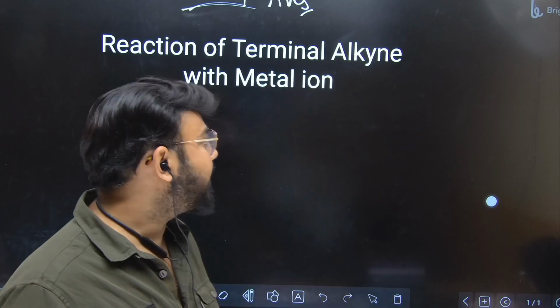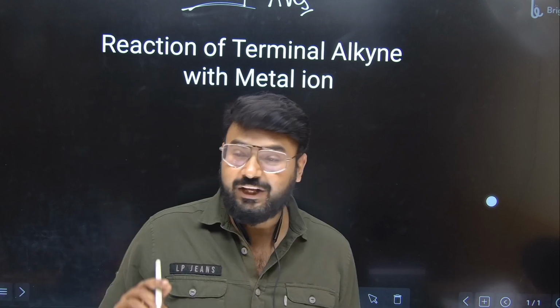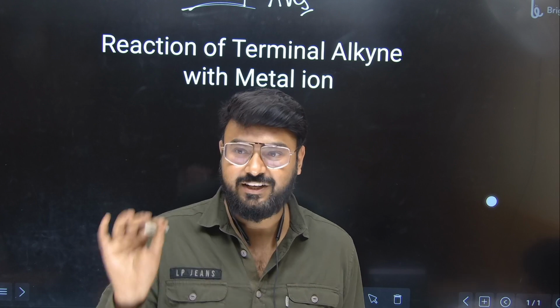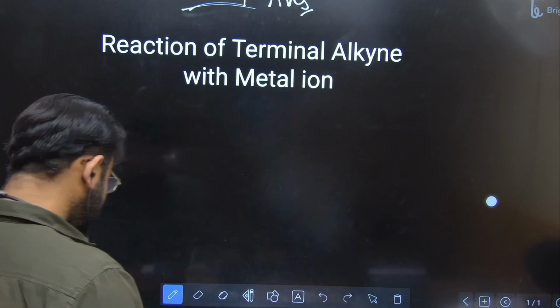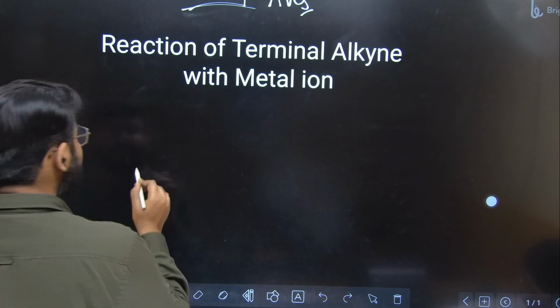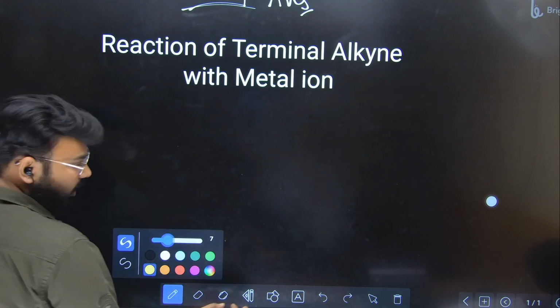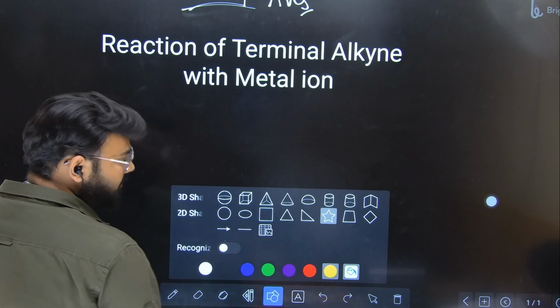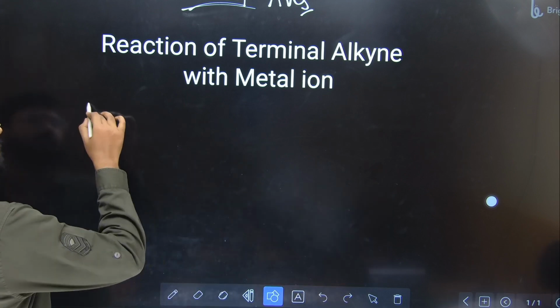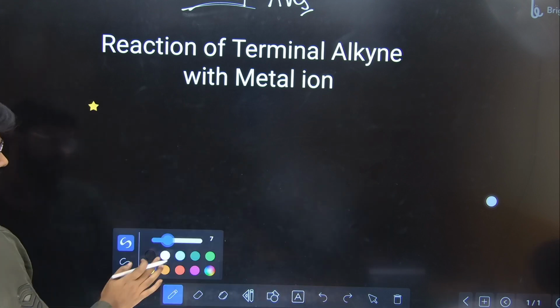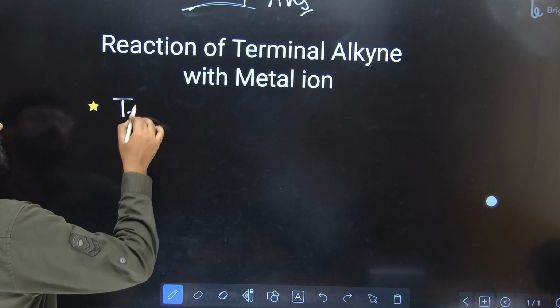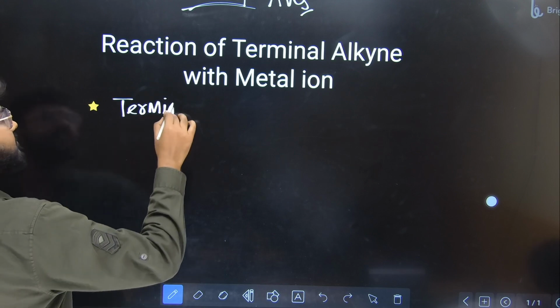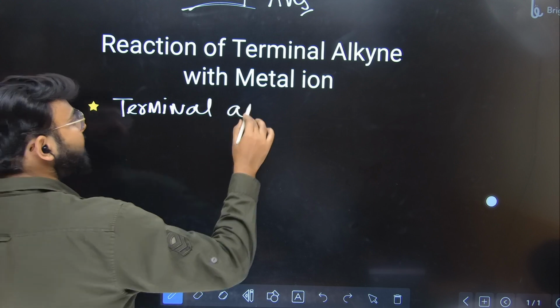So now understand here what I'm trying to tell. The terminal alkyne, the hydrogen, is highly acidic. Write a note point, guys. Terminal alkyne has, all of you write a note point, guys. So I'll write a note point here. Terminal alkyne.